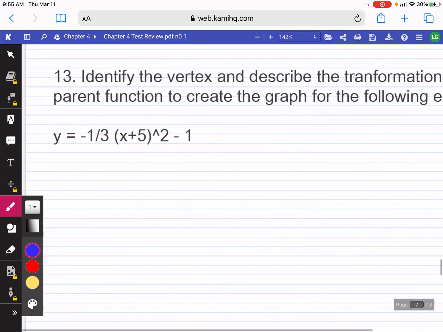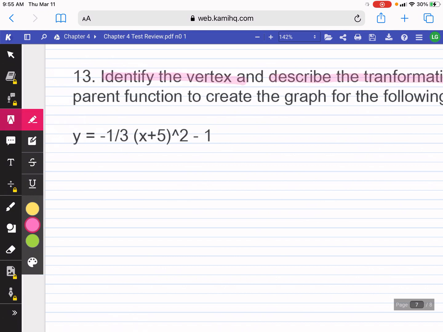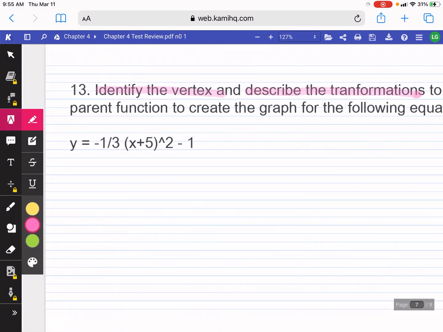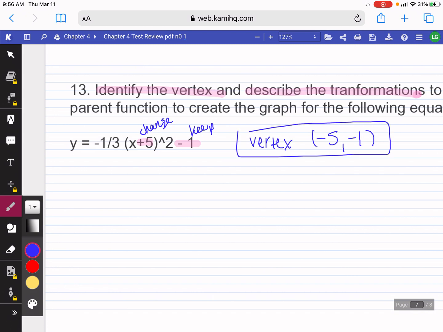This next question wants us to identify the vertex and describe the transformations that took place to create this equation. So my vertex comes from my h and my k. And remember, we're going to change and keep. So my vertex here is going to be at, instead of positive 5, I change to negative 5, and I keep the negative 1. Now for transformations, I'm going to go from left to right.